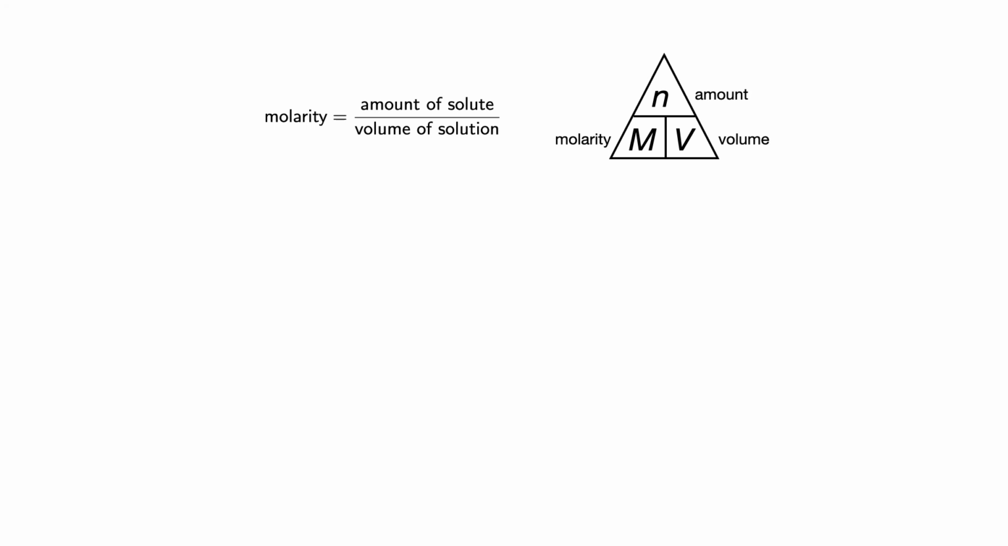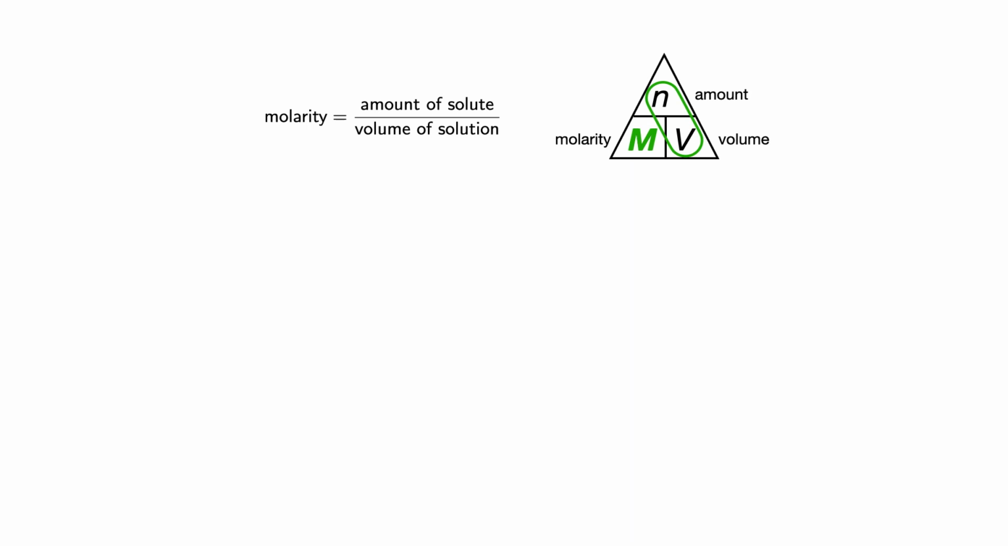Now, the way to use this little triangle mnemonic device is, if you want to calculate the molarity M of a solution, you would divide the amount N by the volume V. So molarity is the amount divided by the volume. In this little triangle, the N is over the V, and so that reminds us that in order to find molarity, we would divide amount by volume.